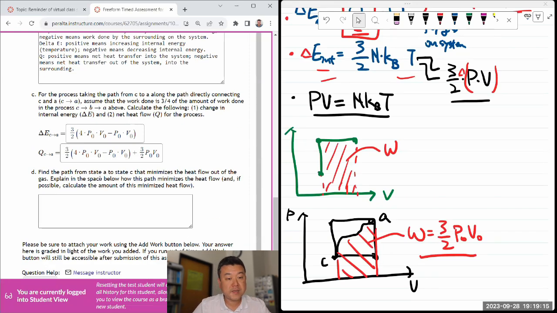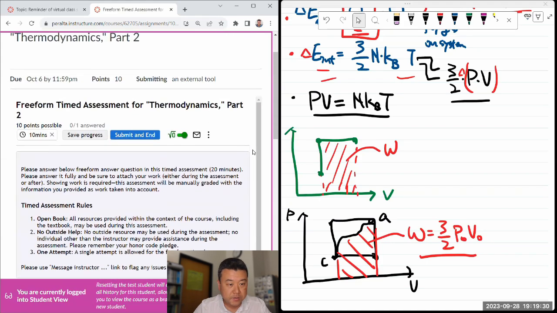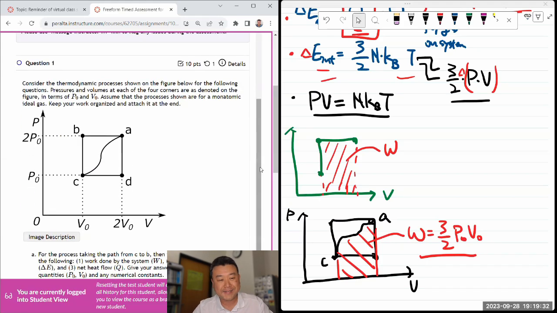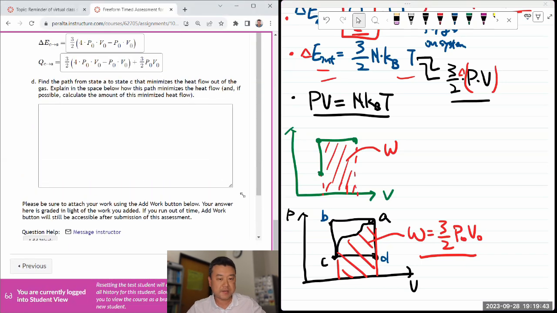Find the path from state A to state C that minimizes the heat flow out of the gas. Explain in the space below how this path minimizes the heat flow, and if possible, calculate the amount of this minimized heat flow. You can answer it a couple different ways. I have 10 minutes, so I have some time to spare. Let me explain it this way. Label B and D. I'll type out my thought process.